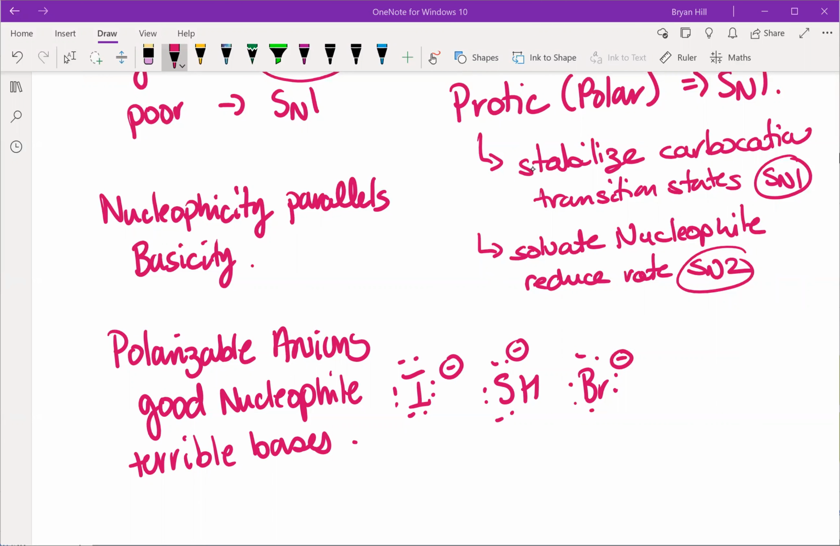We'll talk about the leaving groups in a second. So these are good nucleophiles, but terrible bases. That's one area where nucleophilicity doesn't parallel basicity.